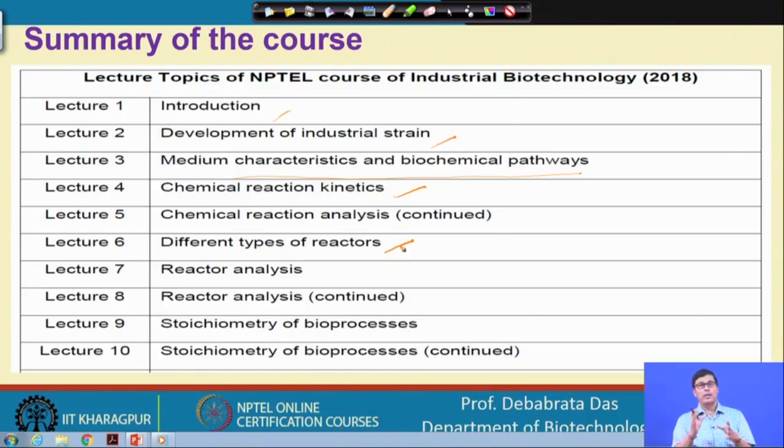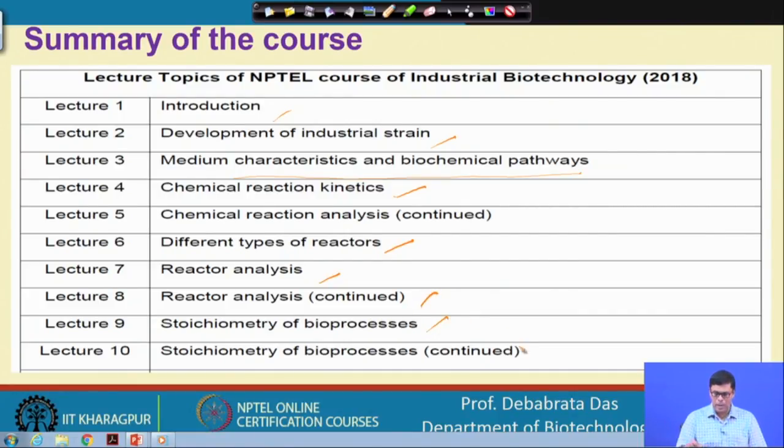Designing means, for getting a desired amount of product, determining what the size of the reactor will be. Then we did the reactor analysis, looking at the different reactors. We told you mostly we have 2 types of reactors, one is batch and the other is the continuous process. In continuous process we have the CSTR, continuous stirred tank reactor, and the plug flow reactor, that we tried to explain here.